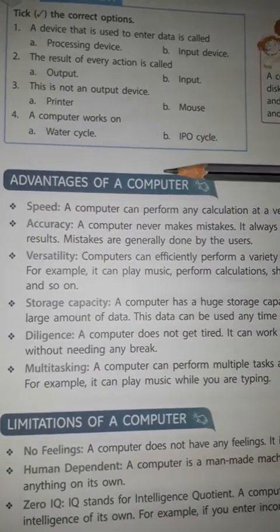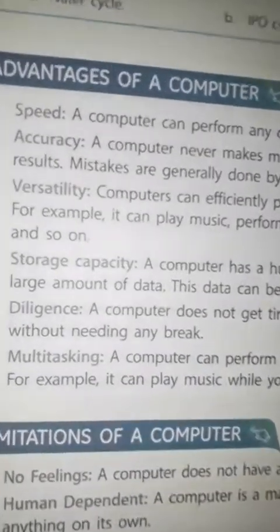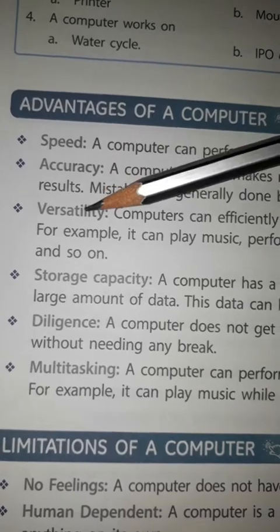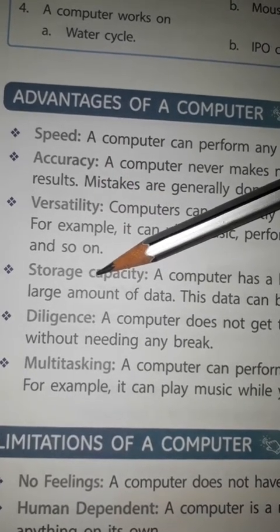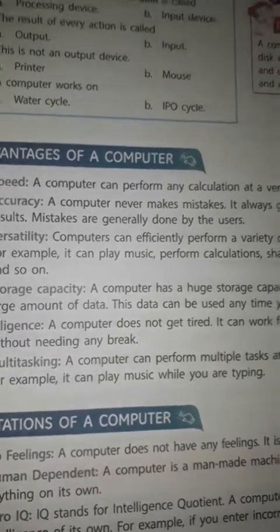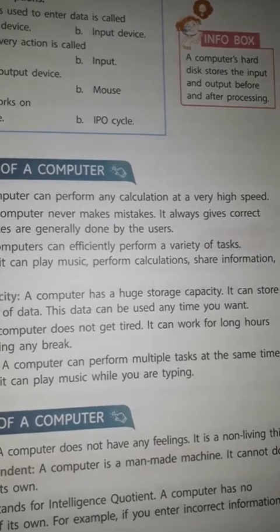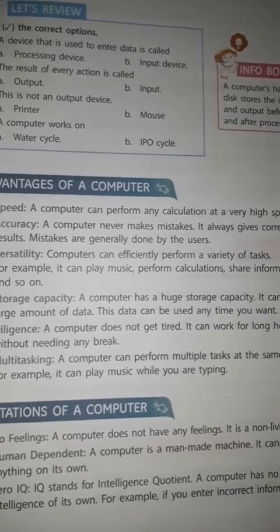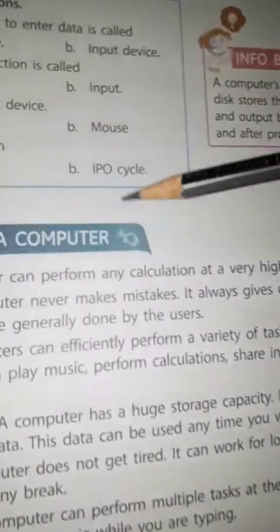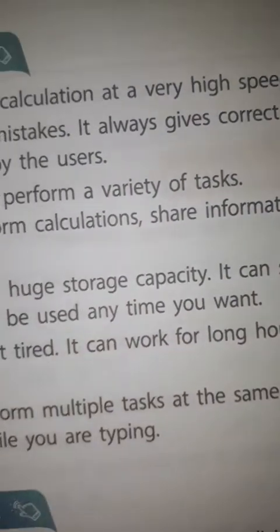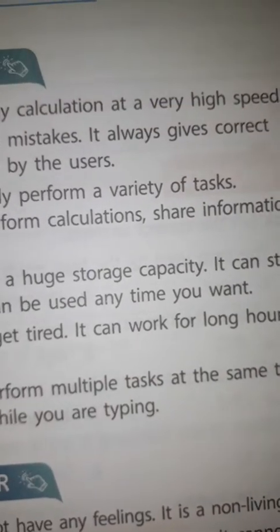Okay, so children, see the next point of this chapter, that is advantages of a computer. See children, there are so many advantages of a computer. First is speed, accuracy, versatility, storage capacity, diligence and multitasking. Speed: a computer can perform any calculation at a very high speed. Do you know about the speed of this computer? And accuracy: a computer never makes mistakes. It always gives correct results. Mistakes are generally done by the users.